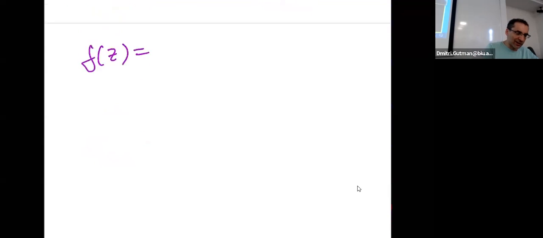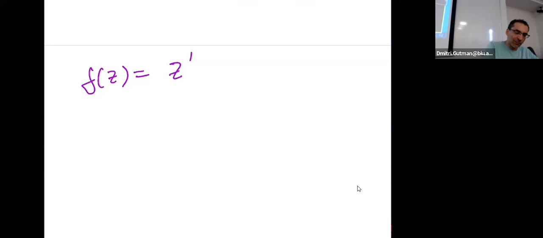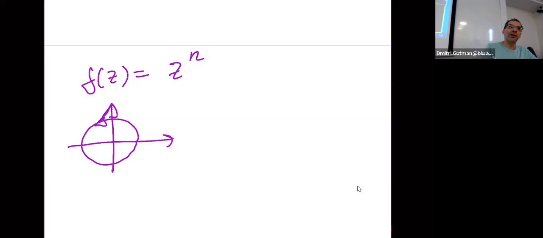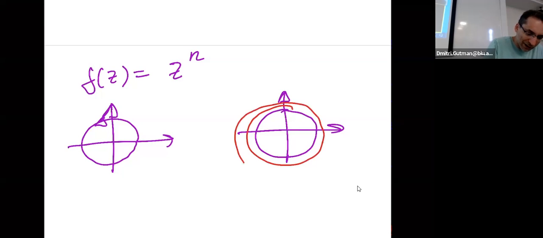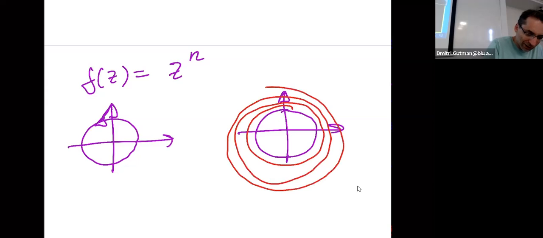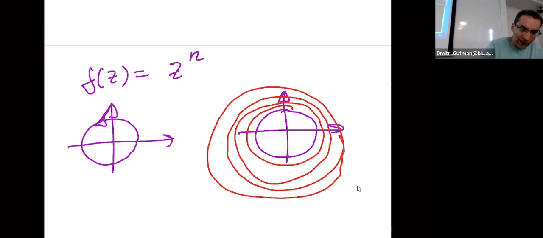Just another example to give you an idea: z to the power n. z completes, on the contour C, just a unit circle, one turn. How many turns does f of z complete? Exactly. If we follow f of z, it will be something like this schematically, I'm exaggerating. So that will be n times.